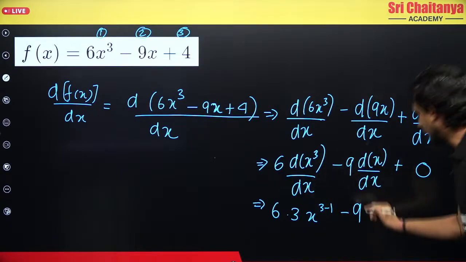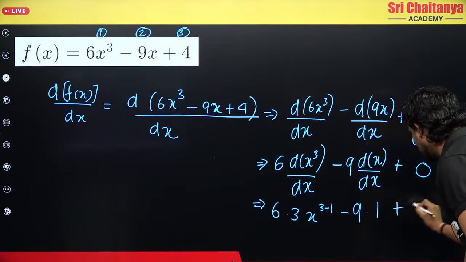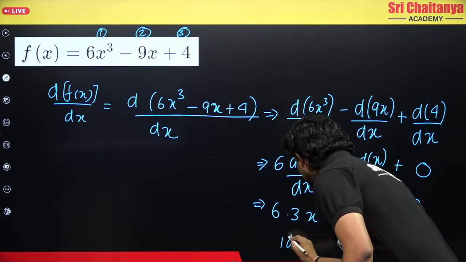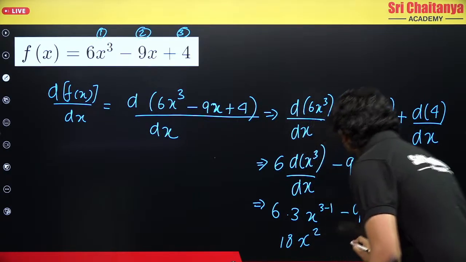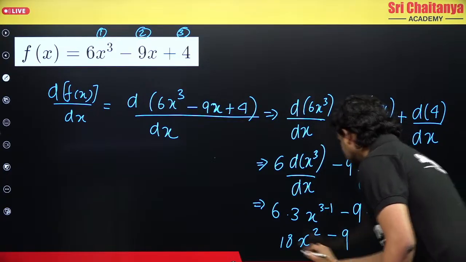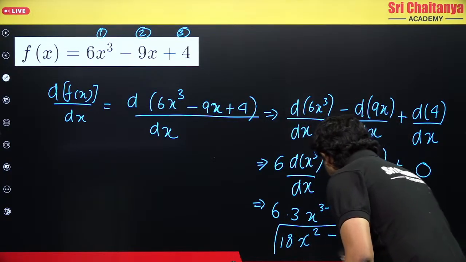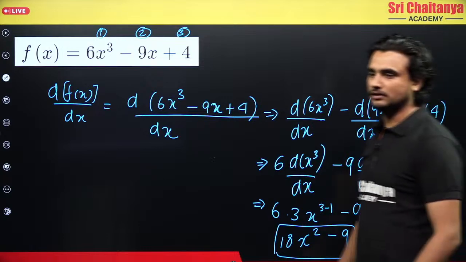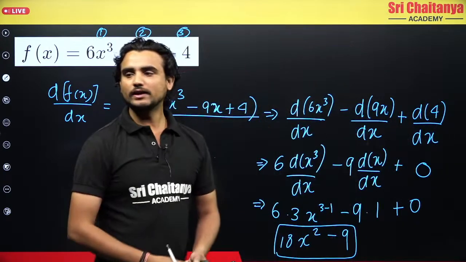Differentiation of x with respect to x is 1 plus 0, which I have here. So what does this become? 6 3s are 18, so 18x squared minus 9. Okay, so this is my final answer, right? 18x squared minus 9. Do you understand this?